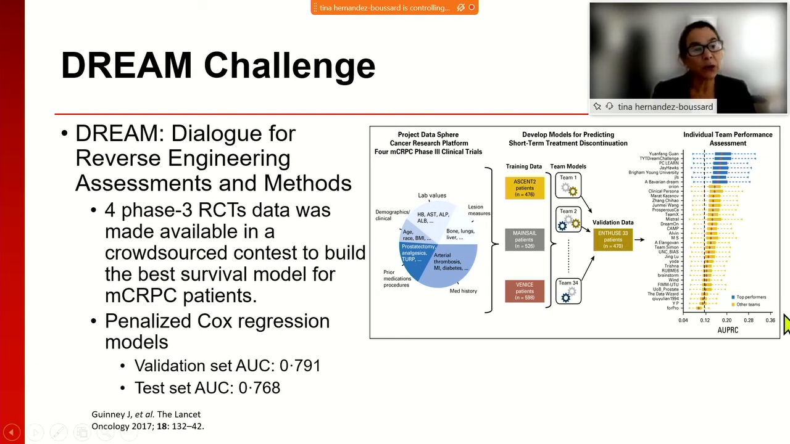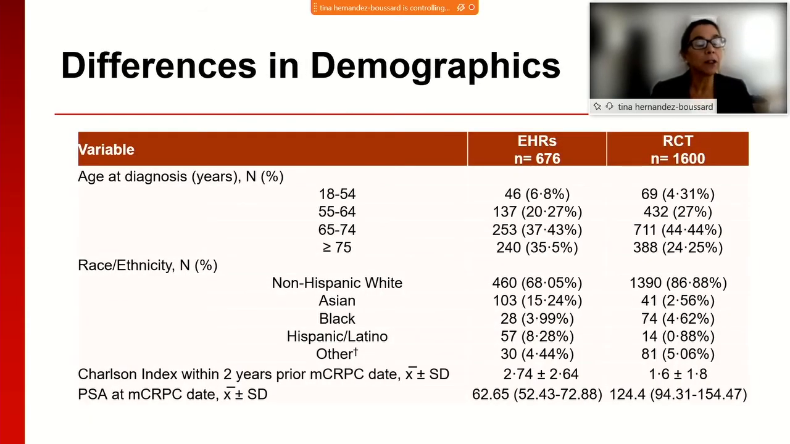So we were very interested in looking at these randomized controlled trials and seeing how we can incorporate these models into our data set. First, we looked at the demographics, and not surprisingly, we found very important differences in the patient demographics between patients actually seeking care in the real-world setting, so in our EHRs, versus the patients that were included in the randomized controlled trial. We saw stark differences across age, race, ethnicity, Charlson Index, and PSA.